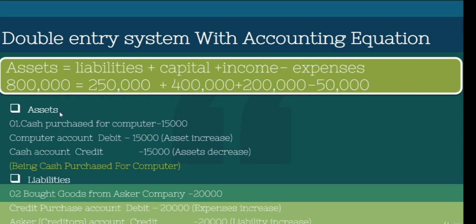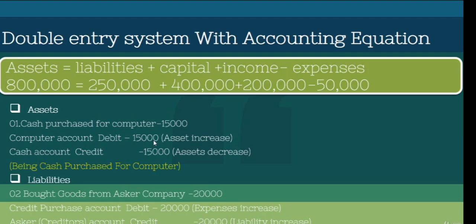Now we are going to look at the assets. I'm going to give five illustration transactions, and based on that, how it impacts the double entry system, the accounting equation and the account types. So this is the accounting equation, and I'm going to give one transaction for the asset: cash purchase of a computer 15,000. We are going to look at how the double entry is created and how it impacts the accounting equation.